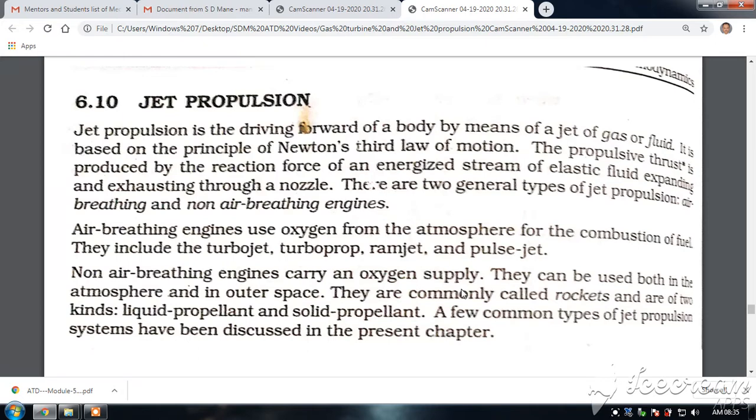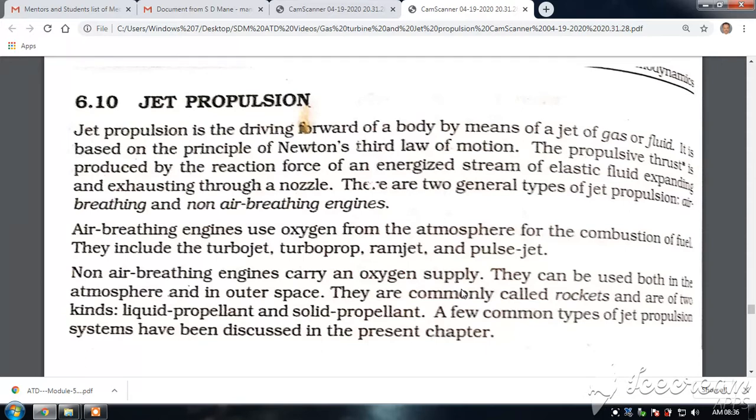There are generally two types of jet propulsion. One is air breathing, which runs within the air atmosphere of the earth, and another is non-air breathing, like the rockets, which go beyond the earth's atmosphere. Air breathing engines use oxygen from the atmosphere for the combustion of fuel. They include turbojet, turboprop, ramjet, and pulsejet. So we will see this turbojet, turboprop, and ramjet in my three classes subsequently.